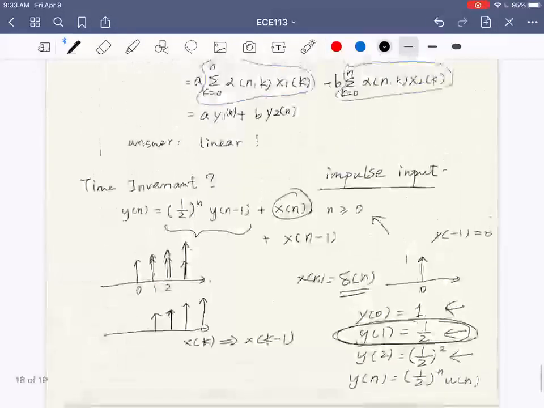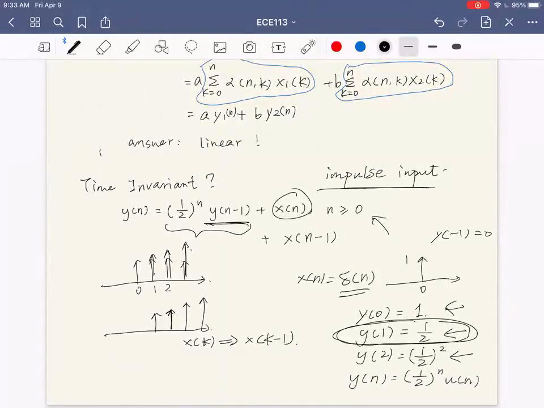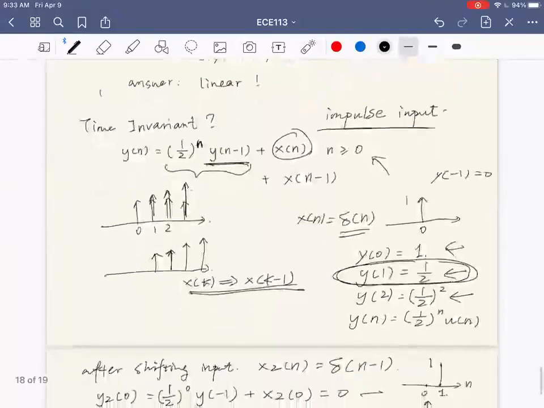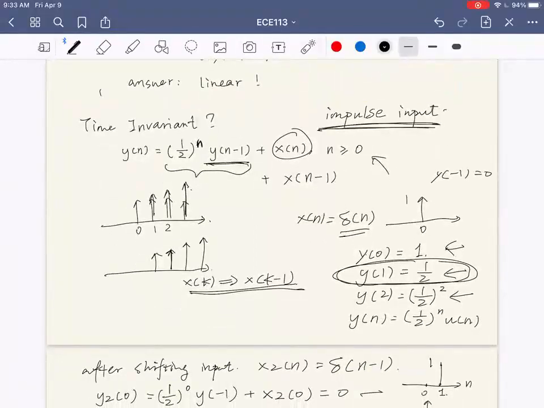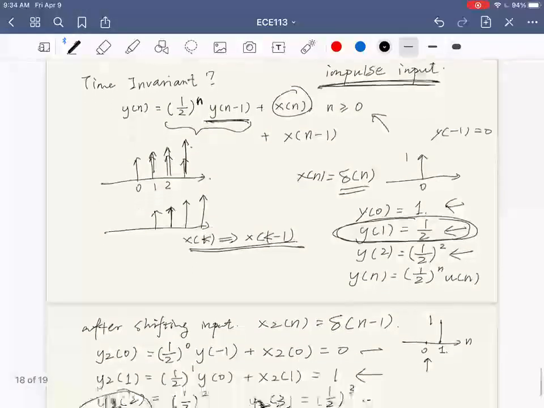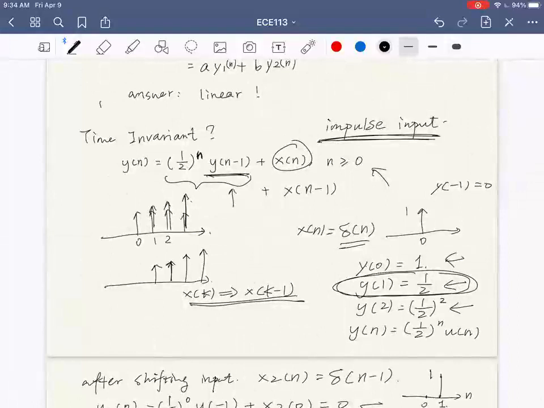So back to our equation here, the y of n minus 1 will change accordingly because every x of k is changing. But the 1/2 to the n remains n here. That is what creates a difference. So if you are confused about which one to shift and which one not to shift, you can use the impulse input as your trick to start the problem. And then you can go back to the equation to verify it. So that is my suggestion for this kind of problem.